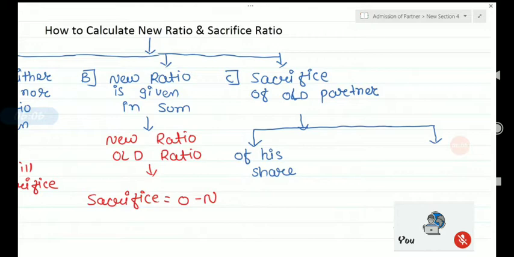If there are two partners, then both of those partners may sacrifice in two different manners. It may happen that one partner is sacrificing some proportion of his share, and sometimes a partner is sacrificing some proportion from the total share. For example, A and B, two partners are there. Now A is saying that I will sacrifice 1 upon 8th of my share.